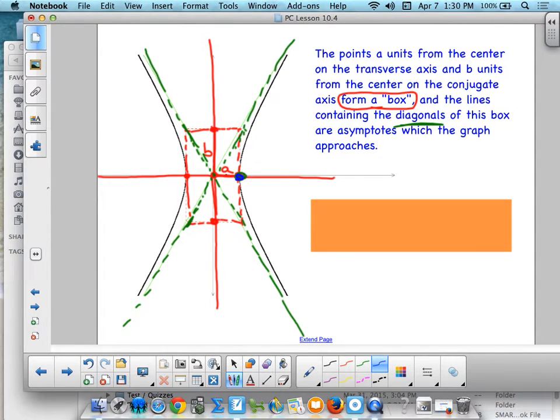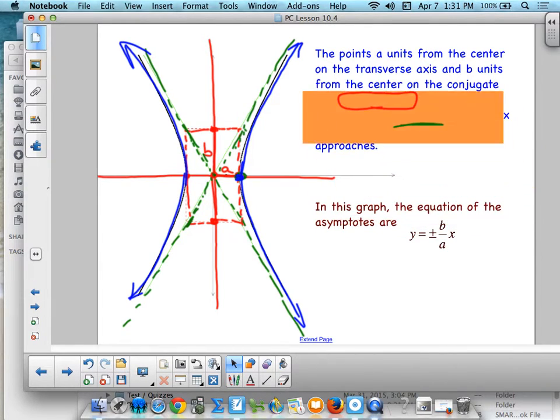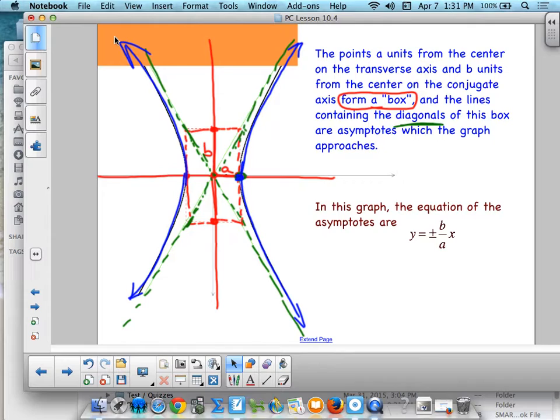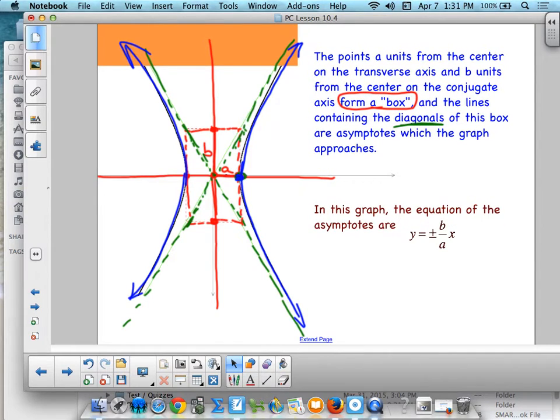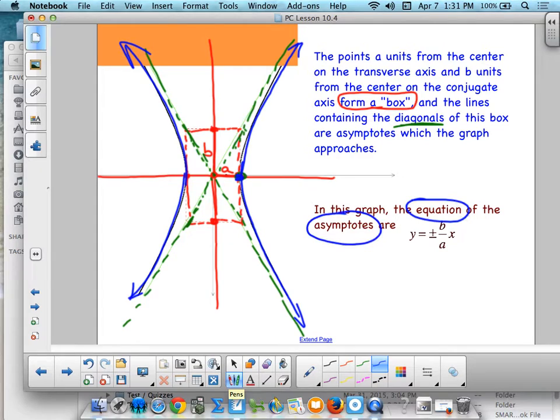You jump on the vertex and you just follow the asymptote out. Follow it out and follow it out. Okay? Now, they're going to ask you to write the equation. Give me the equation of the asymptotes.